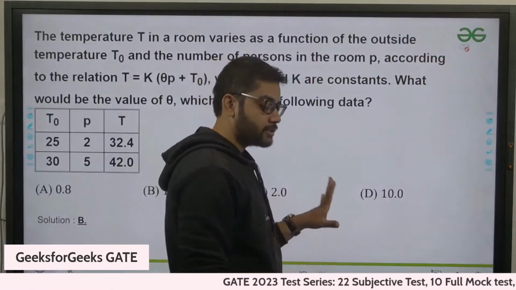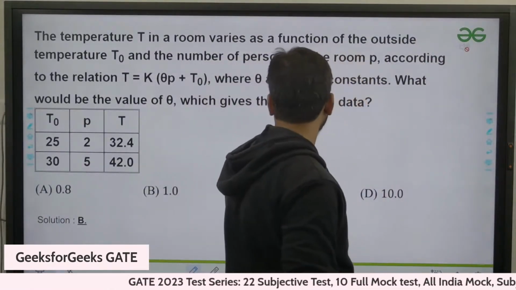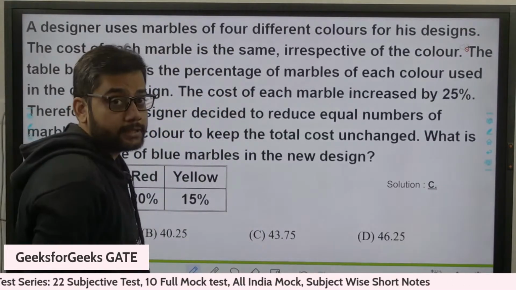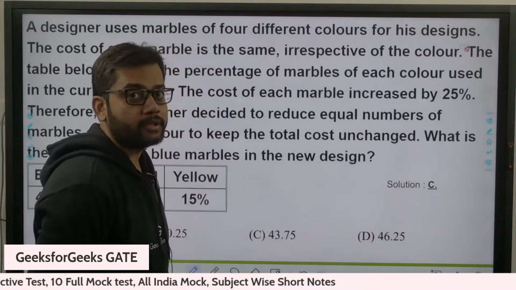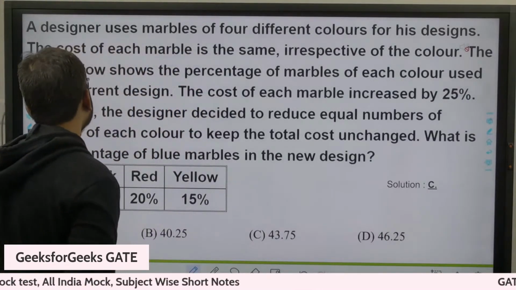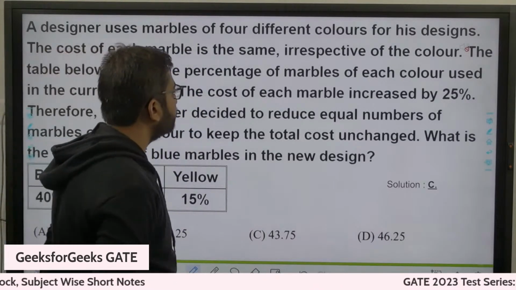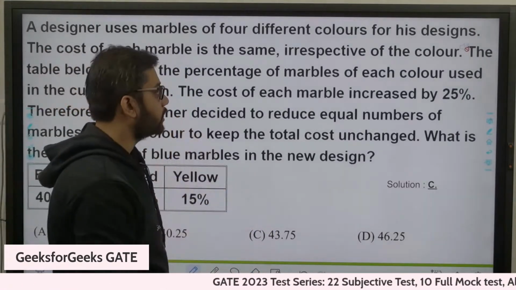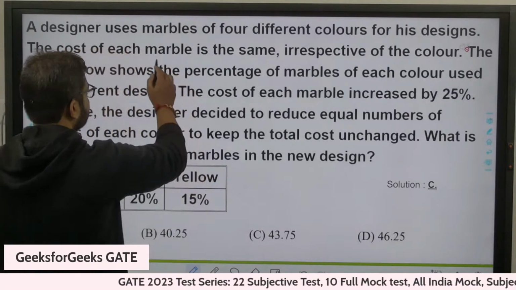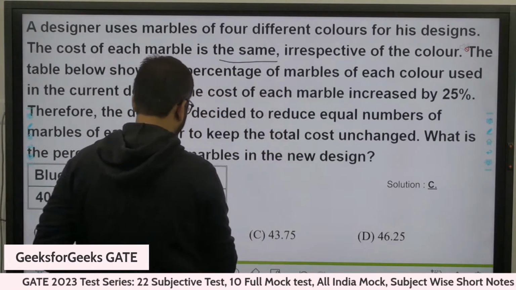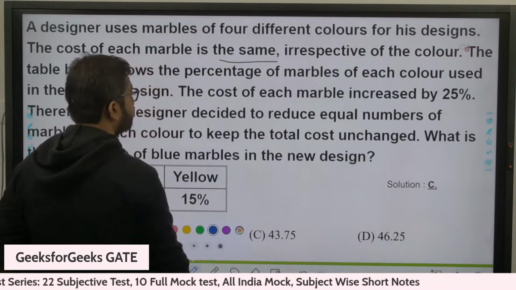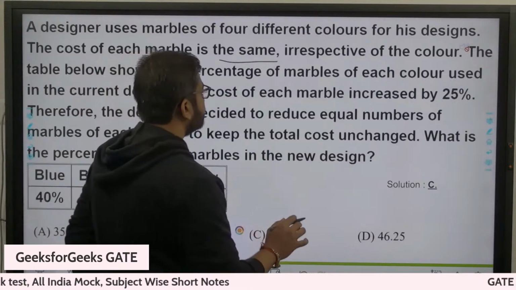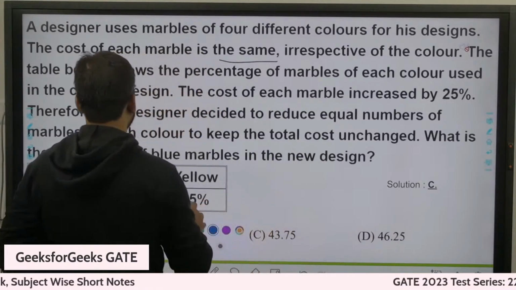I'm moving to the next question. See this question again. This question looks very difficult, but again we will try to understand. A designer used marbles of 4 different colors in his design, okay? So the designer has 4 different colors of marble. The cost of each marble is the same, so the cost of each marble is the same irrespective of the color. The table below shows the percentage of marbles of each color used in the current design.